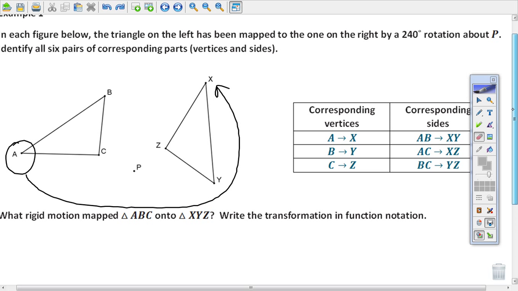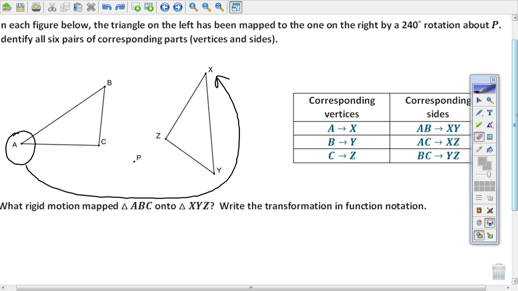Okay, so we were actually given that this was a rotation of 240 degrees. So how am I going to denote that in function notation? Well, rotation means I use which letter? R. What am I rotating around? P. So I'm going to have an R for rotate. What am I rotating around? I'm rotating around P. How much am I rotating? 240 degrees.